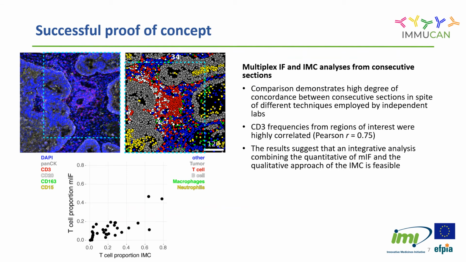In order to see how well this approach works, the team from Zurich has determined the number of CD3 counts on the consecutive sections and compared it with the numbers derived by multiplex IF. And as you can see, there is a high degree of correlation, suggesting a successful proof of concept.